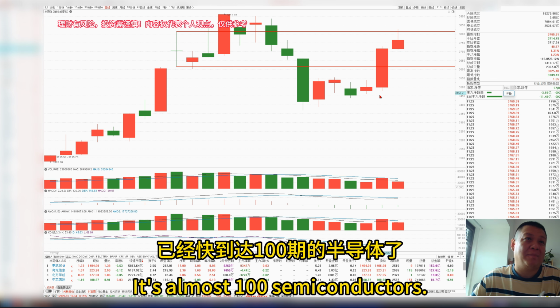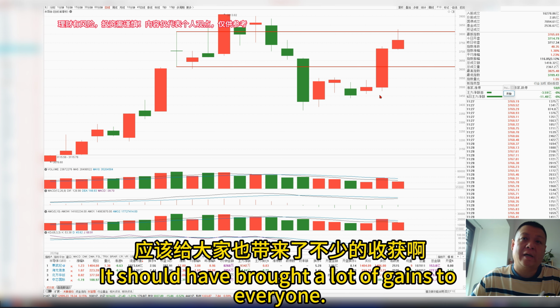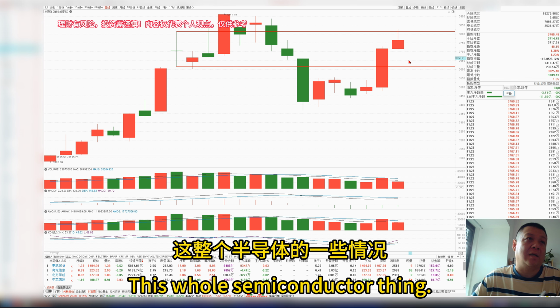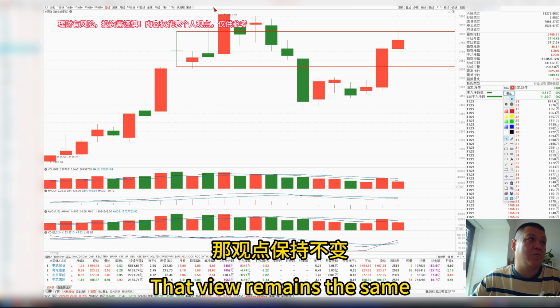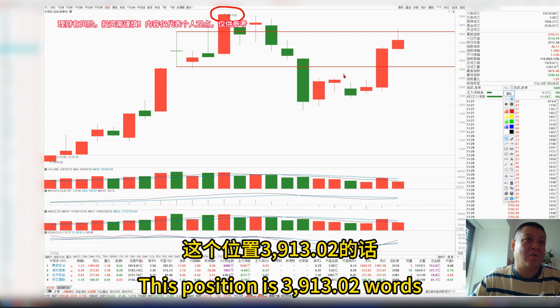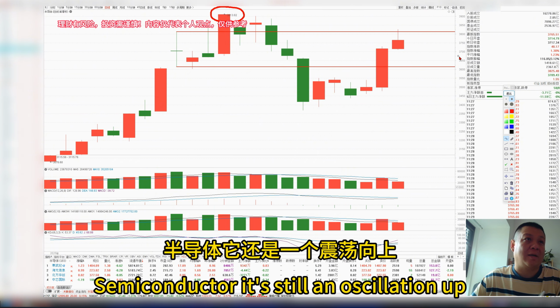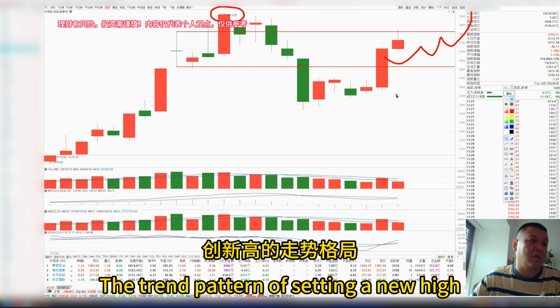Unknowingly, it has almost reached 100 semiconductor episodes. I believe that in this process, we should also have brought a lot of harvest. So we're going to look at the whole semiconductor situation a little. The view remains the same at this location, 3911302. It's not the pinnacle. This means that semiconductors are still in a trend pattern of oscillating upwards to new highs.